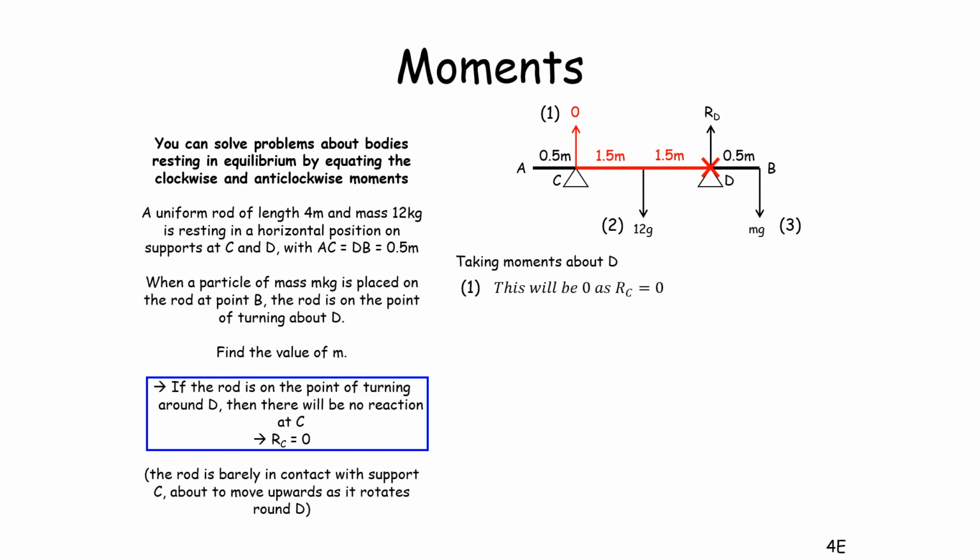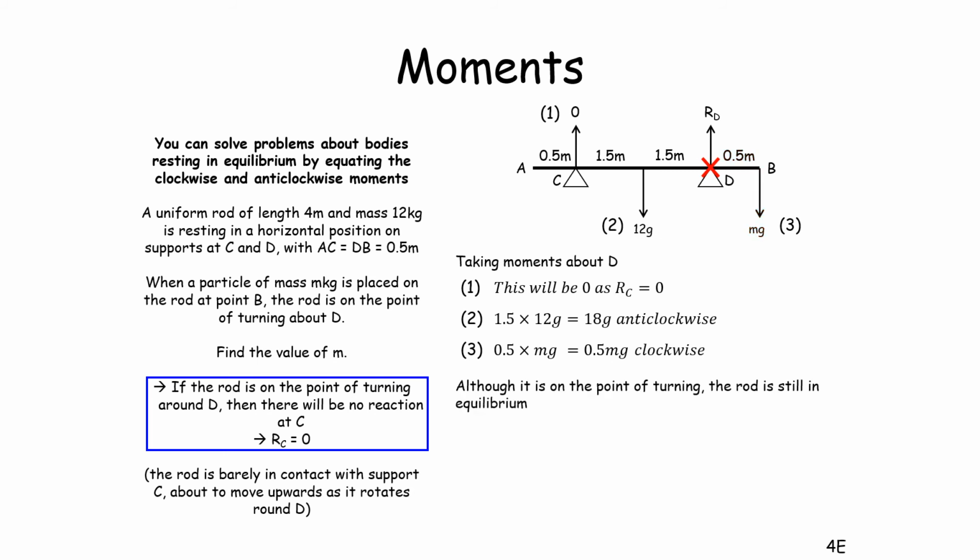Okay, so this normal reaction at C we said is going to be 0. So the forces that we're looking for are these two forces, 2 and 3. So 1.5 times 12g, so that's 18g, and that is going anti-clockwise. And for force 3, 0.5 times mg, so that's 0.5 mg clockwise. And although it's on the point of turning, the rod is still in equilibrium. So clockwise equals anti-clockwise.